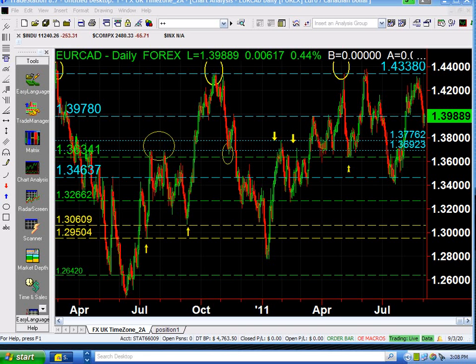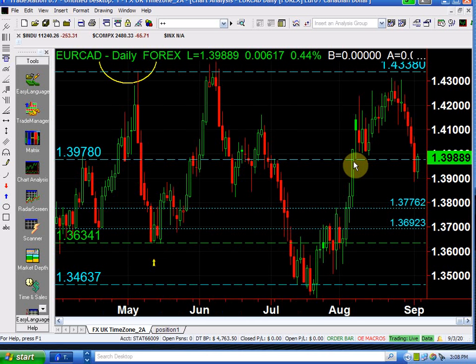Okay, guys. Now we have been looking at selling the euro across the board. We have been looking at being short the euro across the board. This chart that you see in front of you here, this is the Eurocad. And we have identified that we have a major sell signal in the CAD, and we also have a major sell signal in the euro.